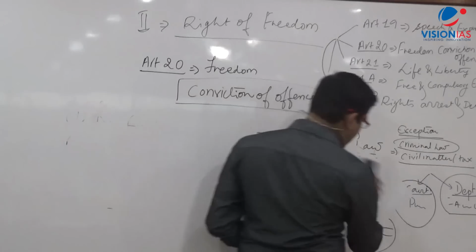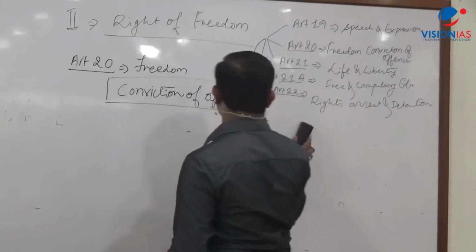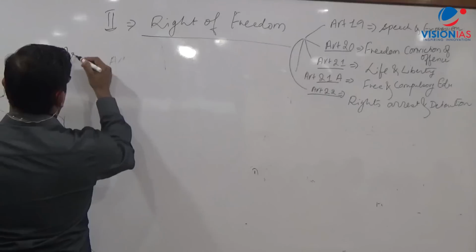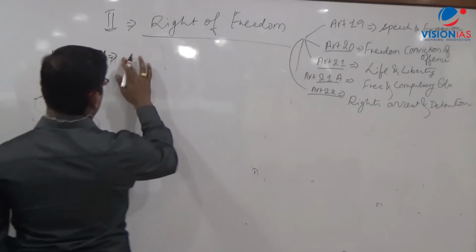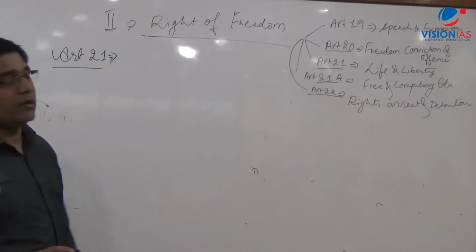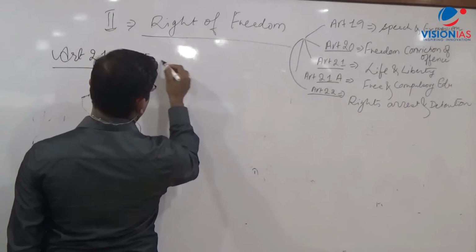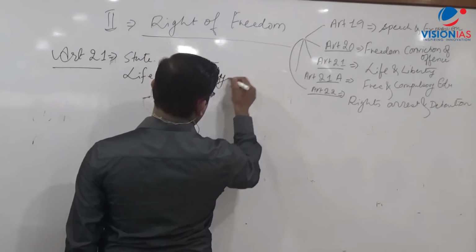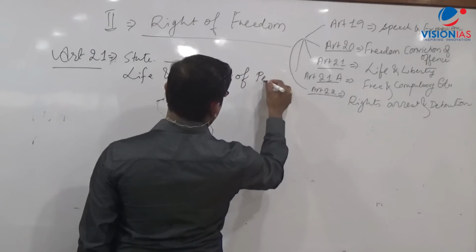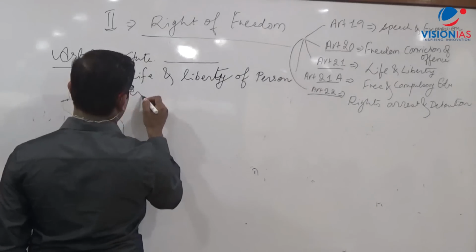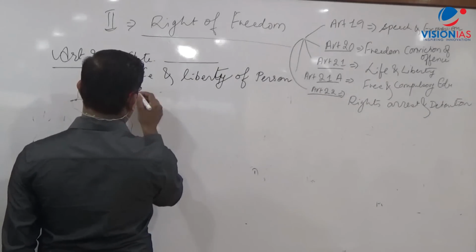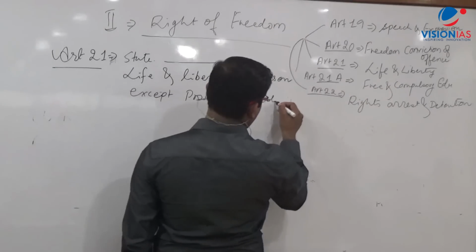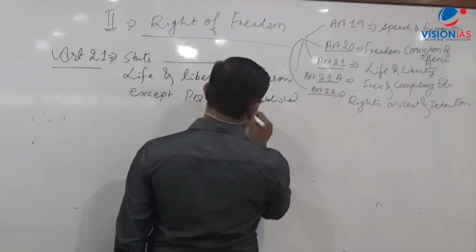The most important, I would say, and again, a lot of development has happened with respect to Article 21. So, Article 21: the state cannot take the life and liberty, liberty of a person, except. What is except? Yes, except procedure established by law.